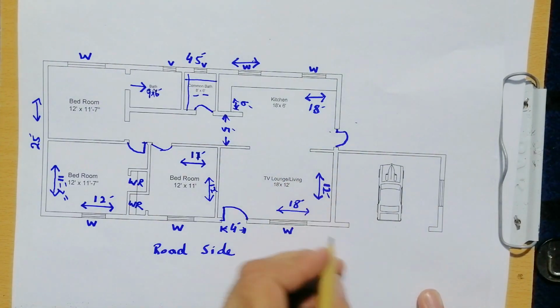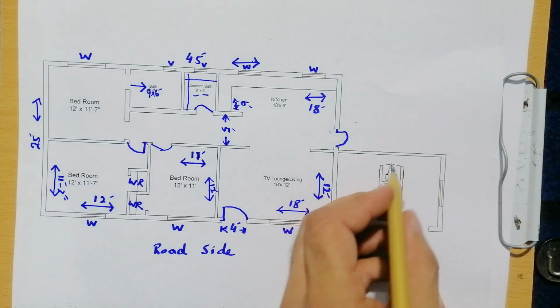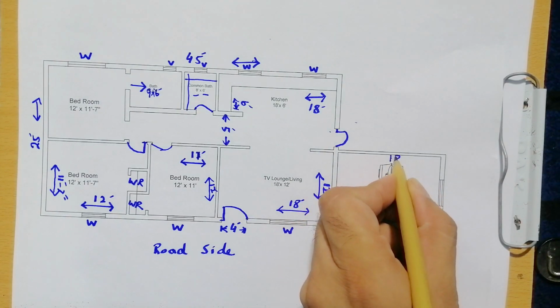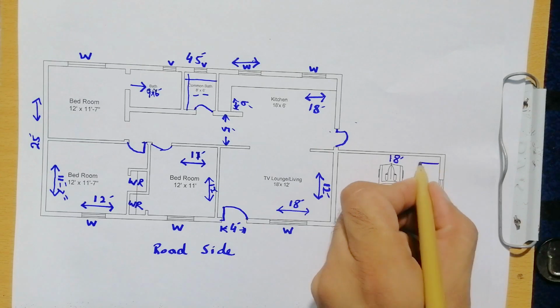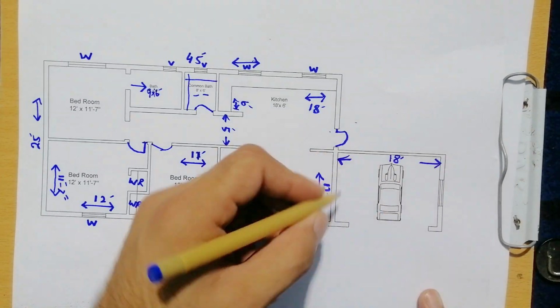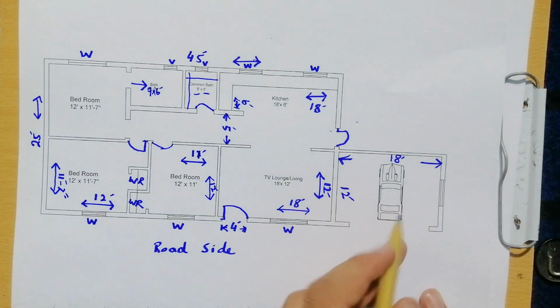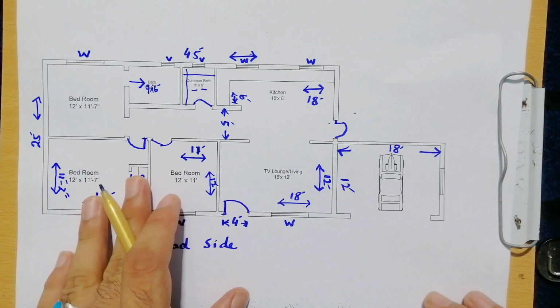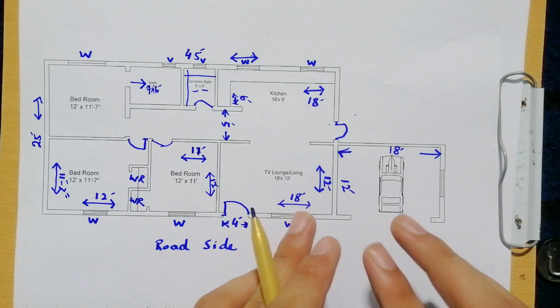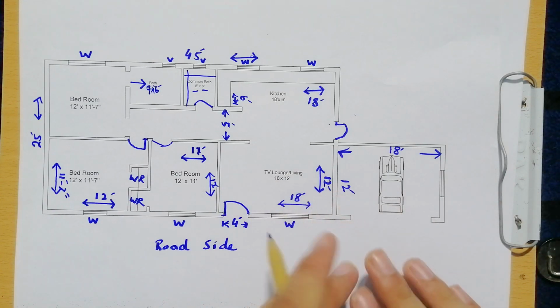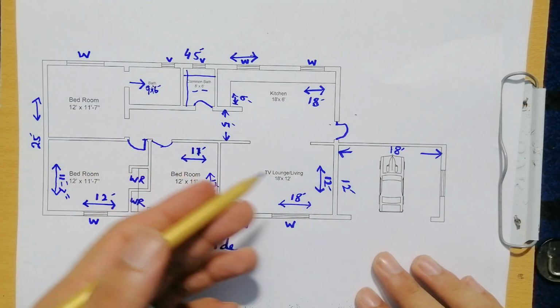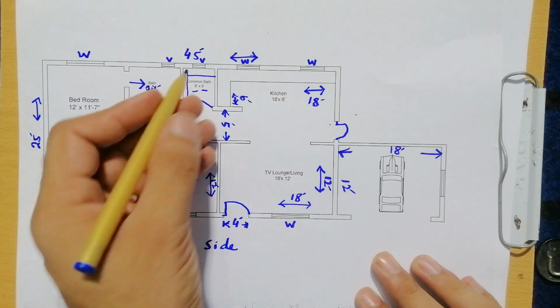This is the garage, and the size of the garage is the same, 18 feet in length and 12 feet in width. This is the garage or car parking. So this is a short video, and I have discussed how to design the best house plan in the size of 25 by 45.